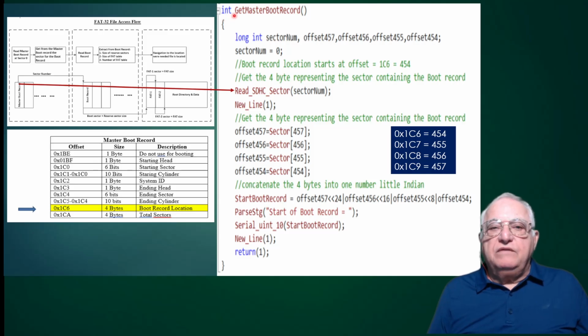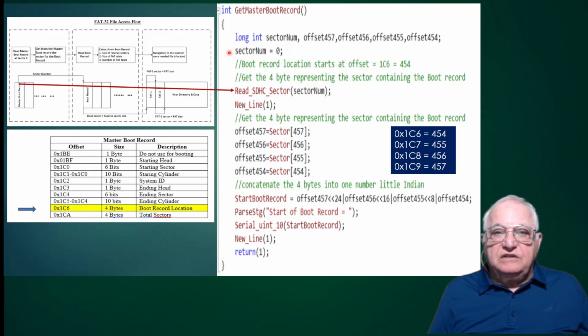This is a routine that I've called get master boot record. The sector number is 0, so we know the master boot record is at sector 0, and that's where we have to start, because that's the only thing we know how to read to start with. So we read sector number 0, and then the information of the whole sector is going to be placed in an array that is 512 bytes, and it's called sector. It's a global variable. And we already learned how to do that.